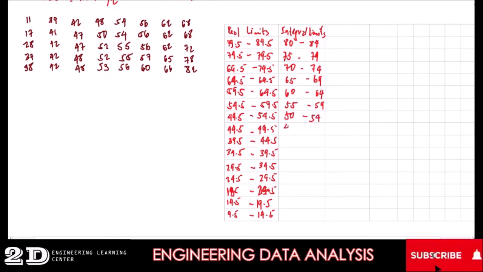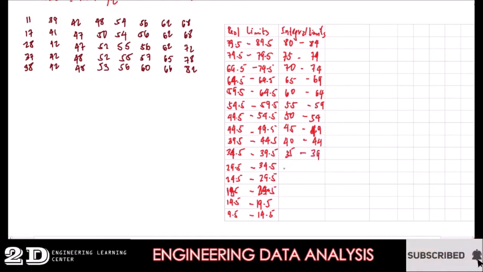Then we have 45, and this will be 49. Then we have here 40, so this will be 44. Then we have 35, so this is 34. So this will be only 39. This is 30, so this is 34.